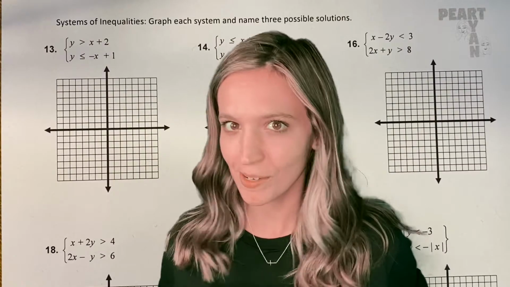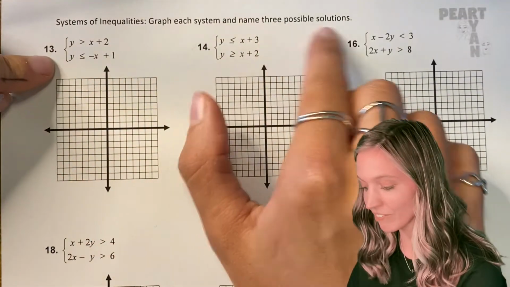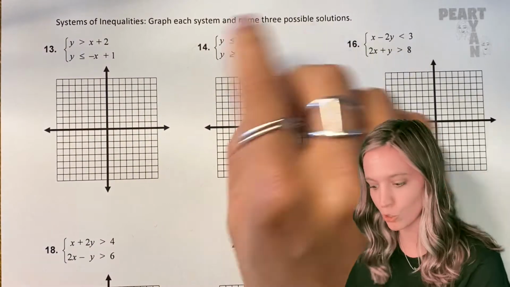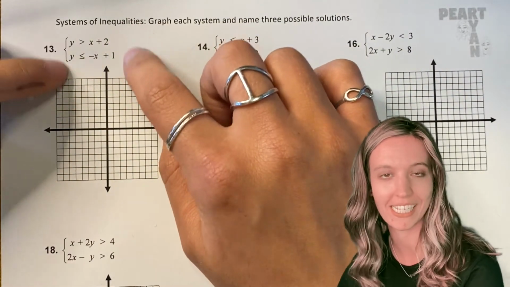Now we're going to graph systems of inequalities. That means when we identify 3 possible solutions, they have to be solutions that satisfy both inequalities in the system.